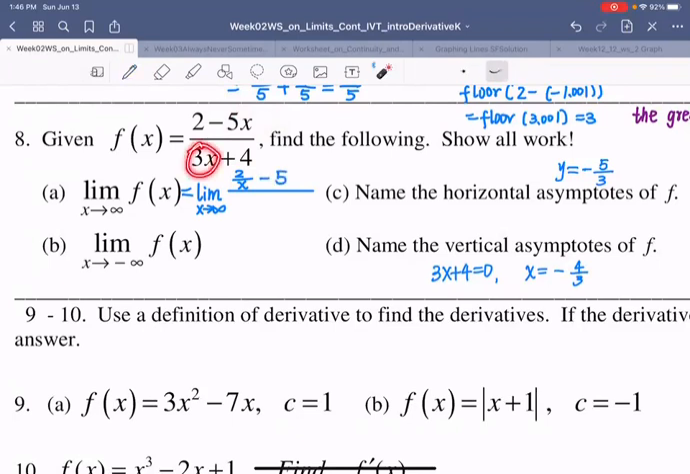How much does this guy change, Olivia? 3. Good. And 4 divided by x, that's this, right? Yes. x goes to infinity, so this goes to 0. This goes to 0. So the result equals negative 5 over 3. Thank you. That's right.